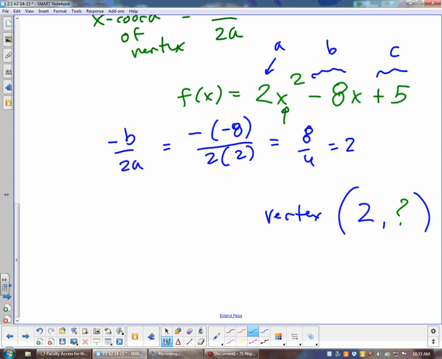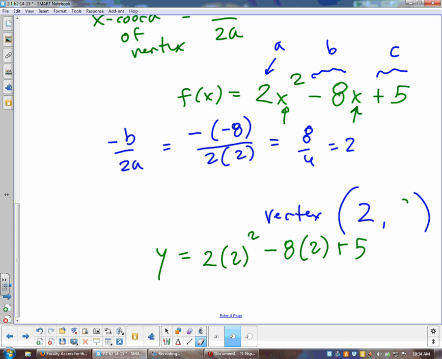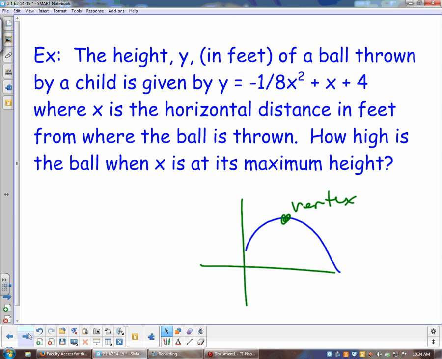Plug in 2 here, and here. So I'll get 2 times 2 squared minus 8 times 2 plus 5, and we get what? 3 or negative 3? Negative 3 is going to be my y coordinate. Are we okay with this? So that's what you need to do here to find the vertex. I think that's going to be a lot easier than doing the completing the square. So go ahead and do that at this point.